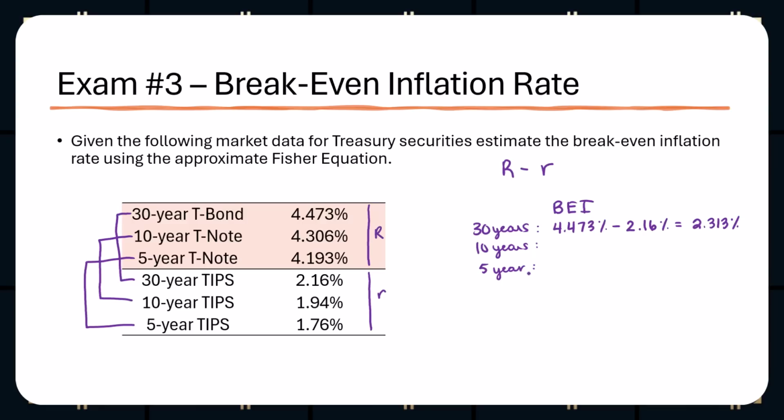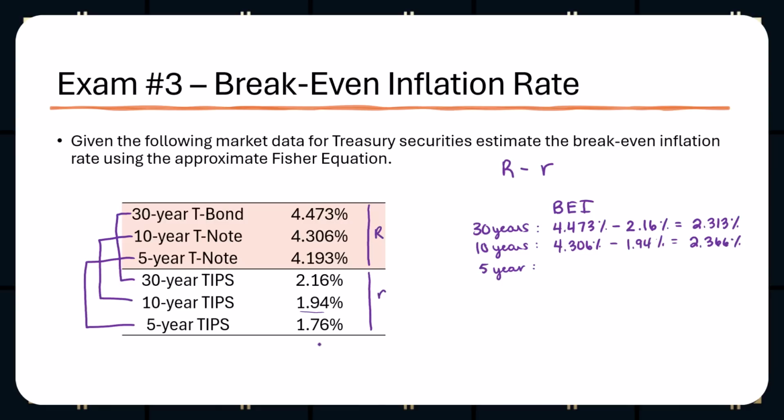Let's see how that compares to the 10-year forecast as well as the 5-year forecast. So for the 10-year, we're going to take the 4.306%. We're going to subtract off the 1.94% from the Treasury inflation-protected security. And what we find is that the 10-year break-even inflation rate is 2.366%. Again, that is, investors are expecting that rate of inflation on average per year for the next 10 years. That's suggesting that in the long run, investors are anticipating inflation to decline.